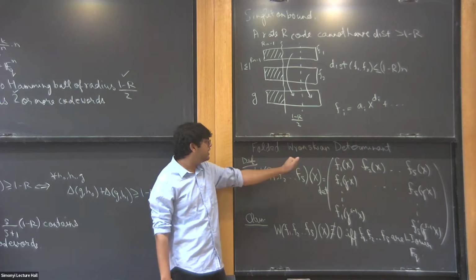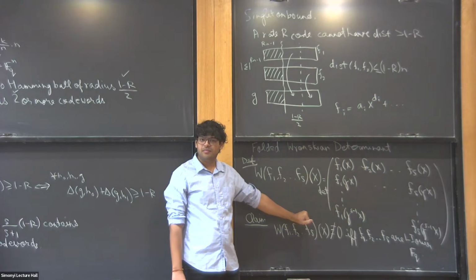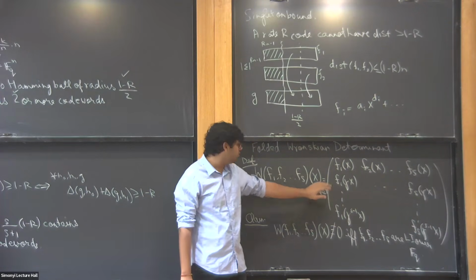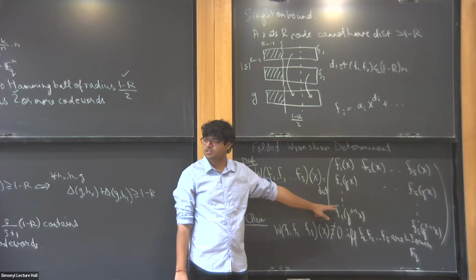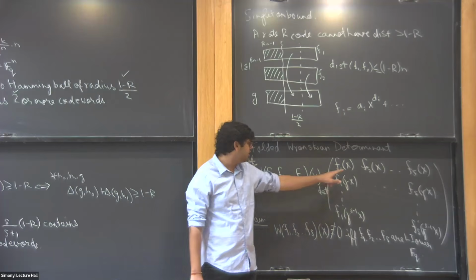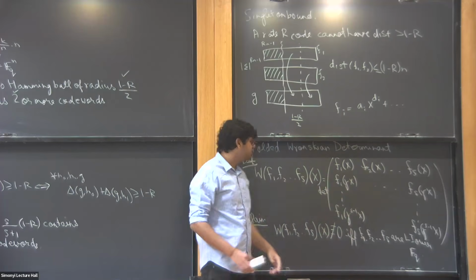Right? Once we have that form, just look at the leading monomial of this determinant. The leading monomial would look like 1, gamma to the d1, gamma to the d1 square, and so on. Second column will look like 1, gamma to the d2, gamma to the d2 square, and so on. So let me write that down.